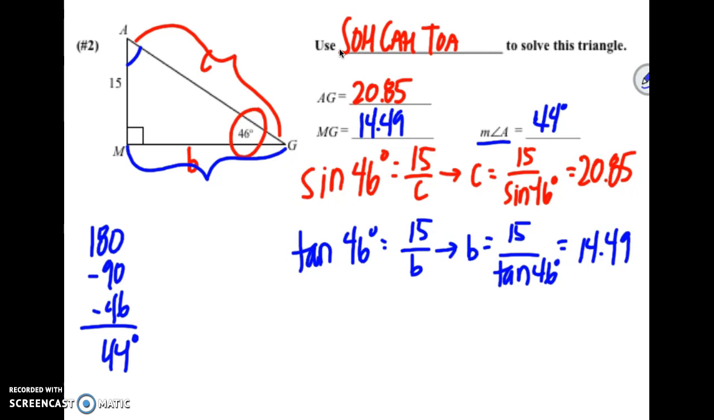You'll notice as you do more problems that there's multiple ways of solving these problems. So if you wanted to find the measure of angle A and then use cosine instead of sine to find the measure of AG, that's totally okay too.